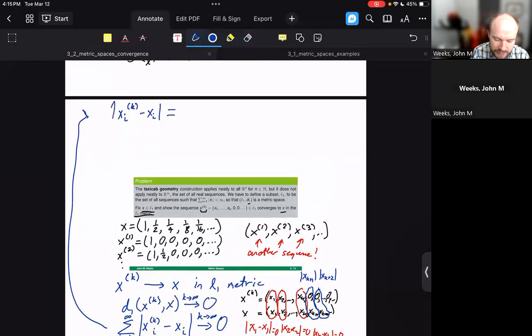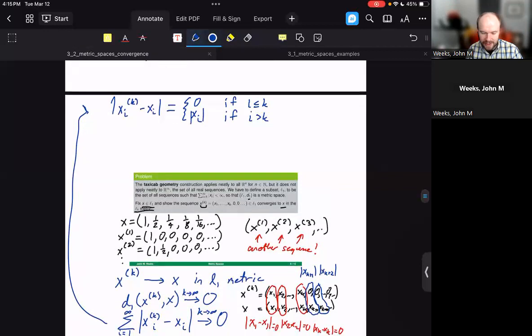And just to summarize what we've said from before, this is 0 if i is less than or equal to k, and this is x sub i if i is greater than k. That summarizes what we were looking at from before. I should say the absolute value of x sub i there. So using i here as our running variable, going from the first to the nth to the infinity term, we see what we're going to be trying to add up here.